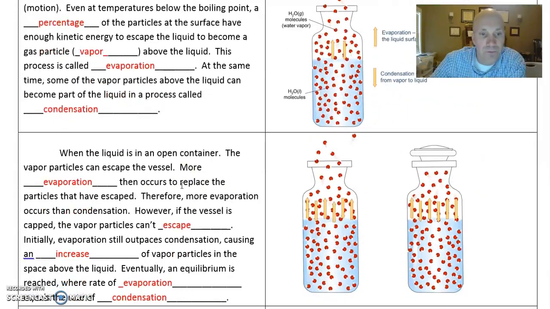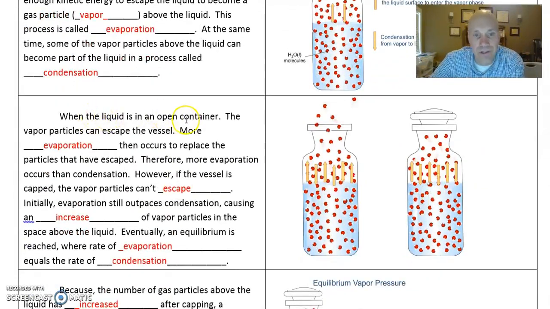Whenever a liquid is in an open container, the vapor particles can escape the vessel. So we're going to have some evaporation going on here, and as long as that container is open, the vapor particles can leave the container. When that happens, that then allows for more evaporation to occur, which replaces the water vapor molecules that have left the vessel.